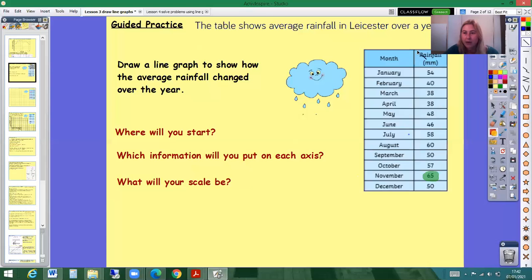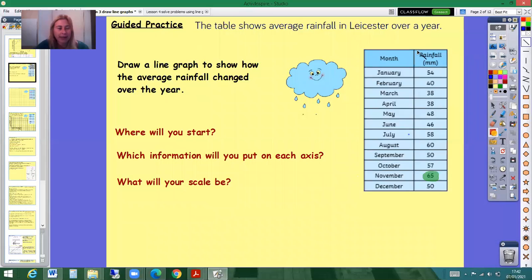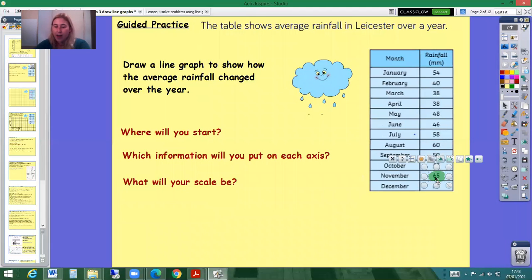In the next task, we're going straight into the guided practice because drawing line graphs takes a little bit of time, and I want to give you maximum time to practice the skill and do some independent practice. So pause the video now and have a little look at the information that you've got, and then we'll go through how to draw the graph.